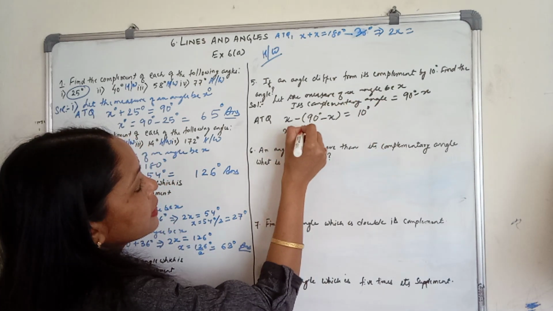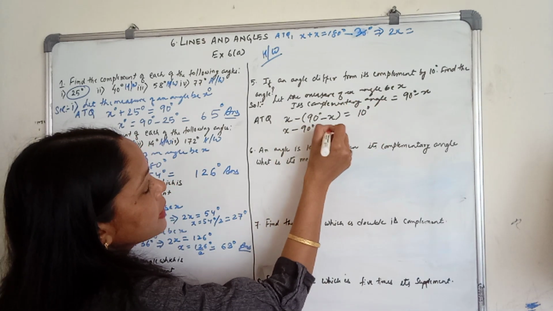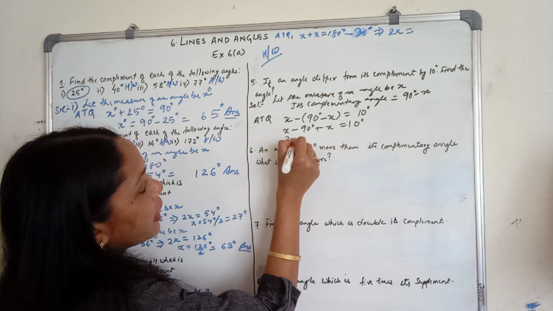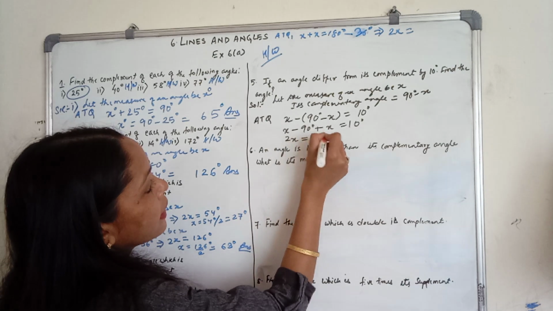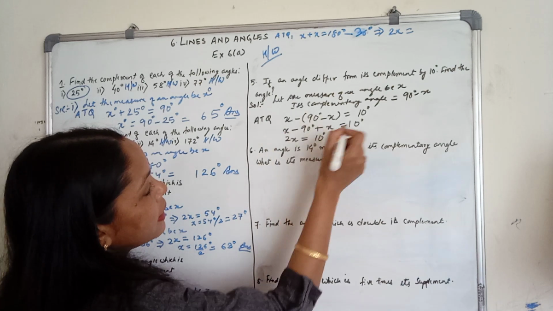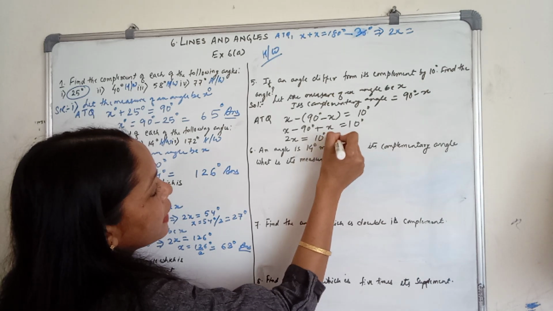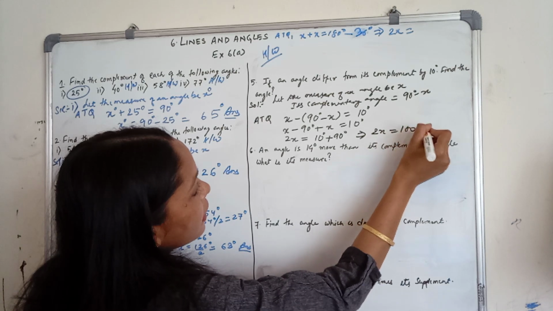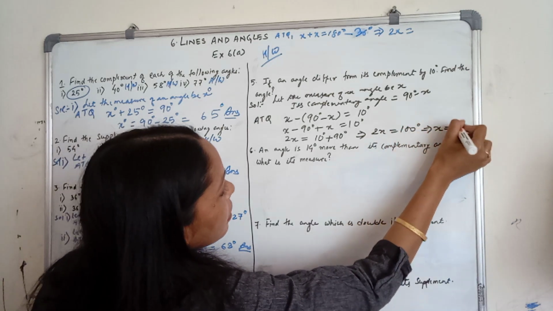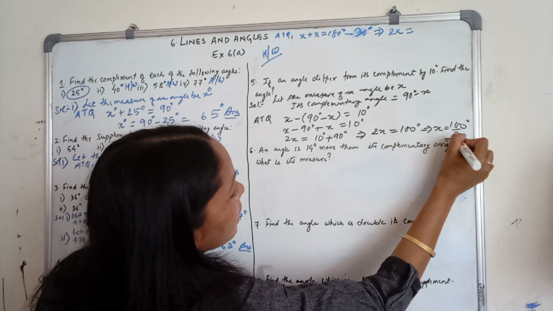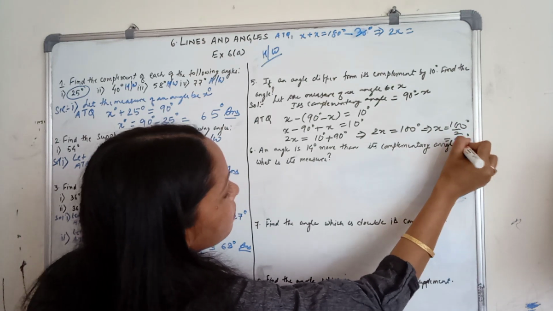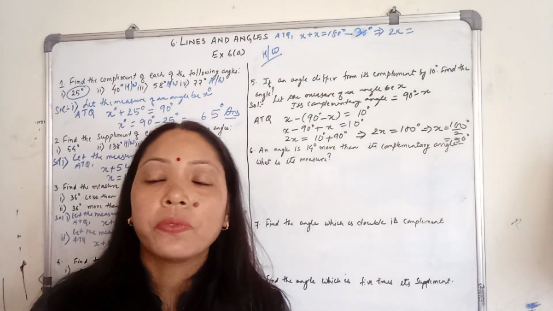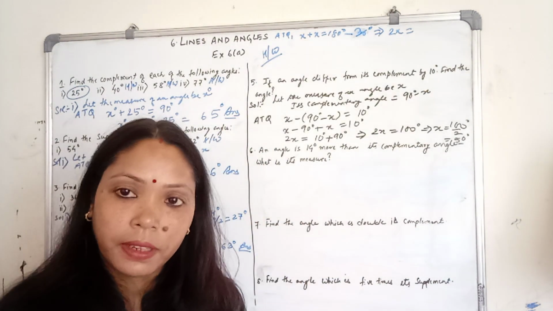So x minus 90 degrees, minus minus becomes plus, equal to 10 degrees. x plus x will be twice x, and 10 degrees, bring this minus 90 there. So this one will be plus 90 degrees. So twice x is equal to 100 degrees. So x is equal to 100 degrees divided by 2, which is equal to 50 degrees. Answer. So the difference between the two angles will be 10 degrees.